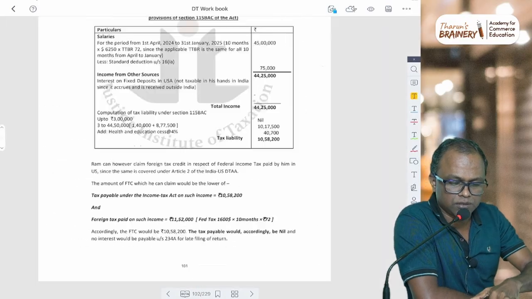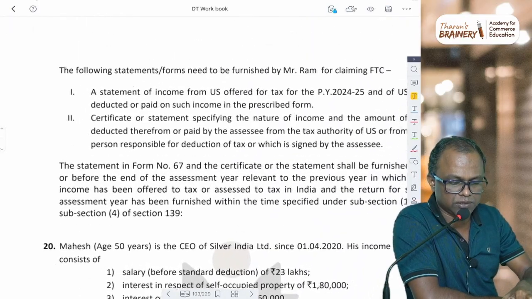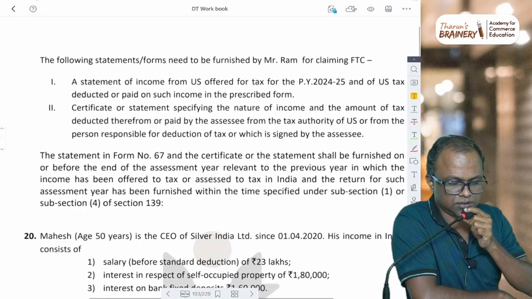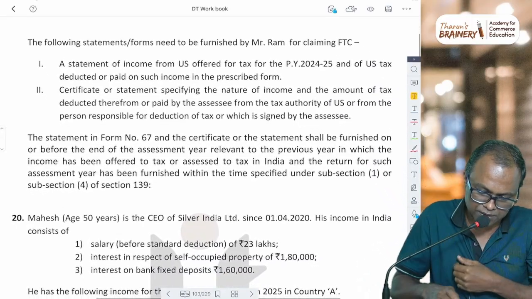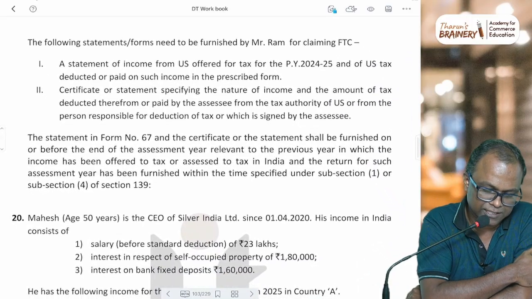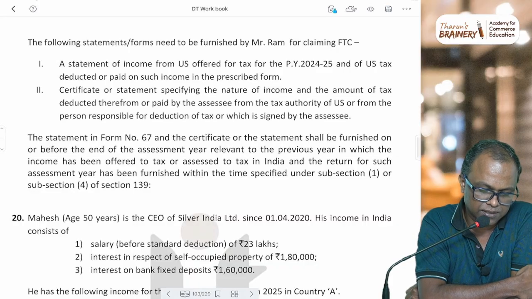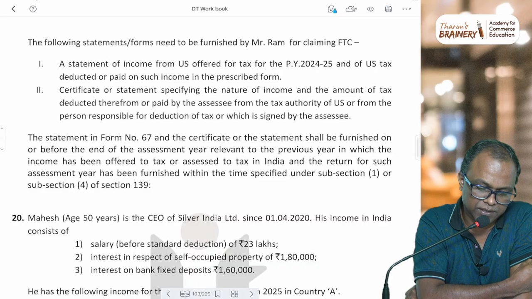And the procedure is he has to give certain documents, that is, the following statements or documents to be submitted: proof of tax paid in the US, and a certificate or statement specifying the nature of income and the amount of tax deducted, in Form number 67, that has to be filed.